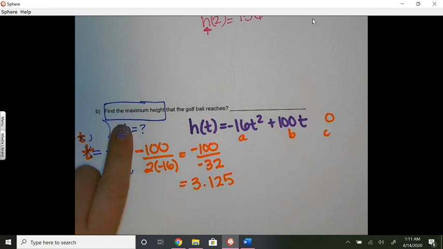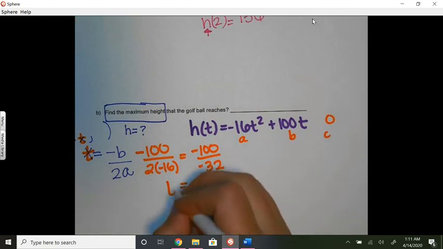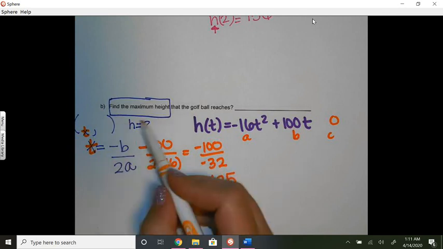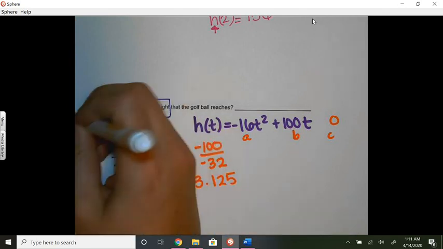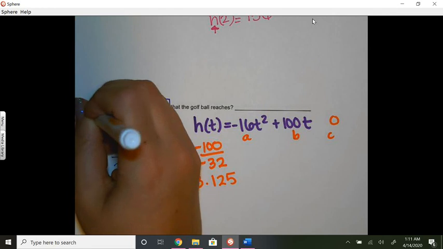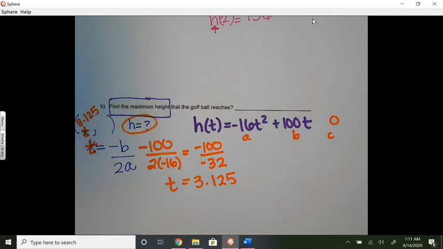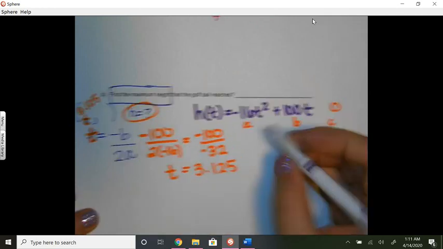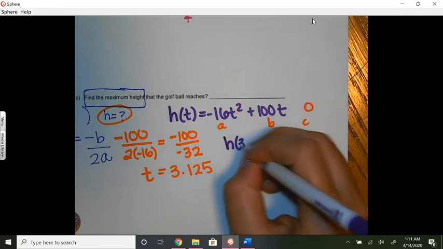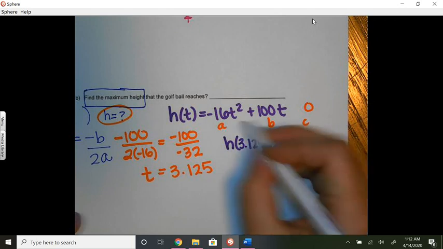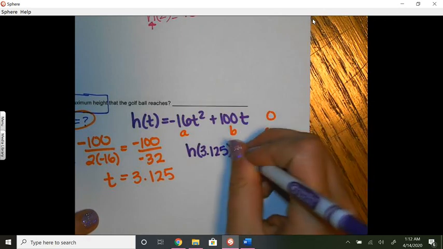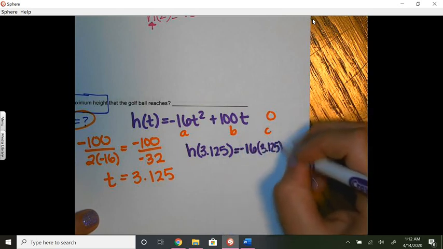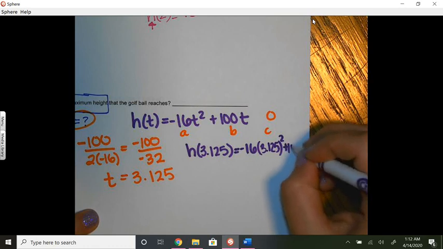So it says find the maximum height. Well, what we just found was t. That's the seconds. It didn't ask for that. It said find h. So we just found that it's 3.125 for the seconds. So now to find the height, we're going to go ahead and plug in the 3.125 for the t.